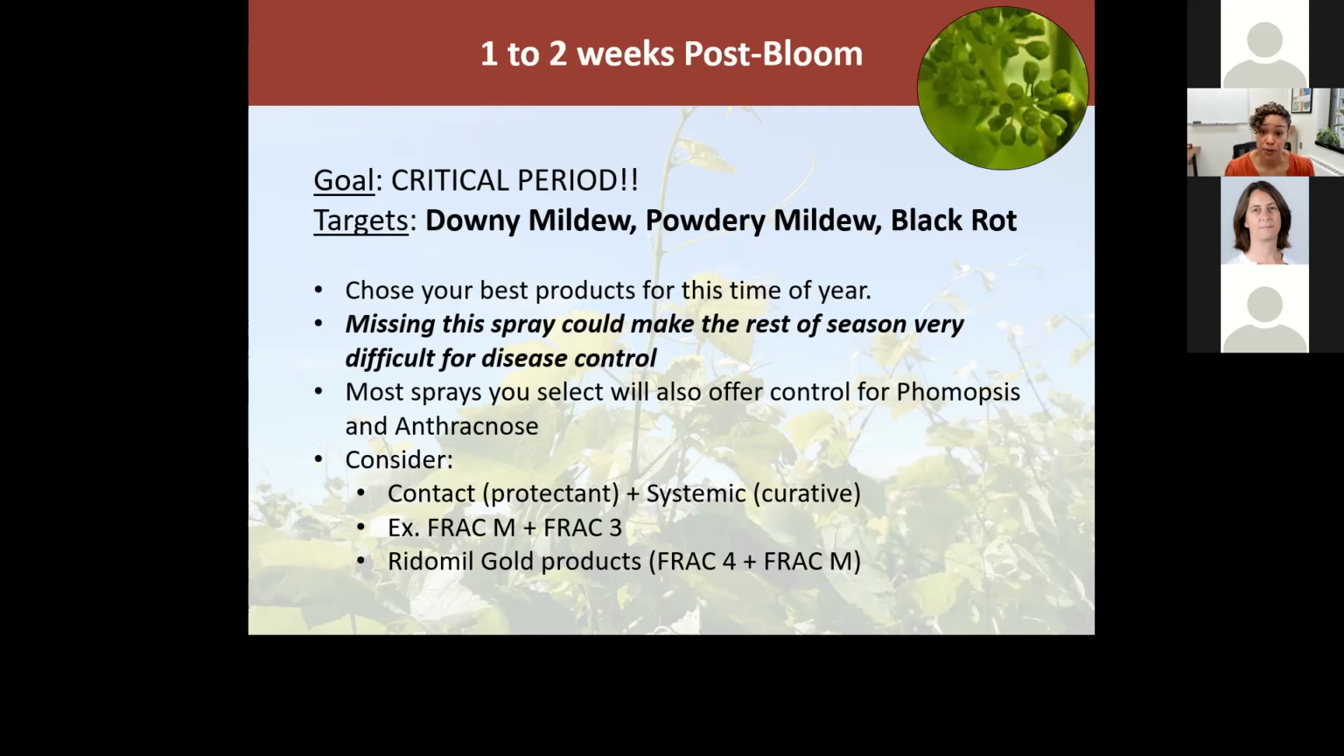1 to 2 weeks post-bloom, again, is another really critical period for fungicide sprays to control downy and powdery mildew, as well as black rot. And it's really the same information on this slide. So this is going to be a time in the growth stage of your grapes where they need a lot of this management for fungal diseases.